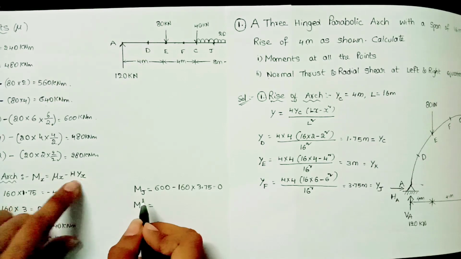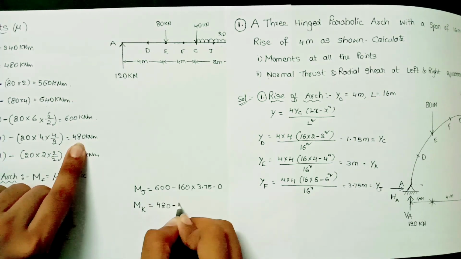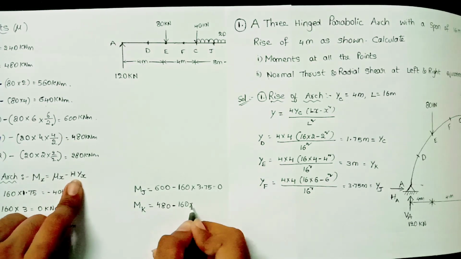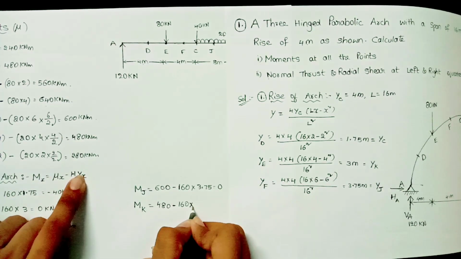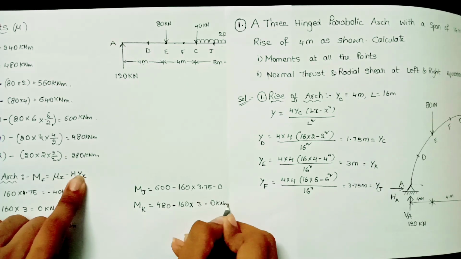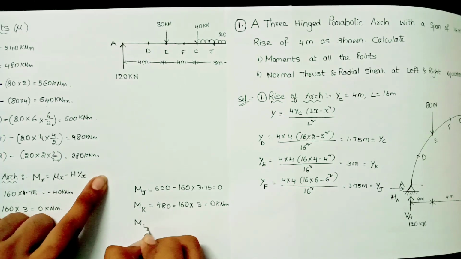So mu K equal to, here it is obtained as 480 minus H value is 160. Simply we have to follow this formula and substitute the values from step 1 and step 2. So YK it is 3 meters. So it is again 0 kilonewton meter. And next one is after K it is L.